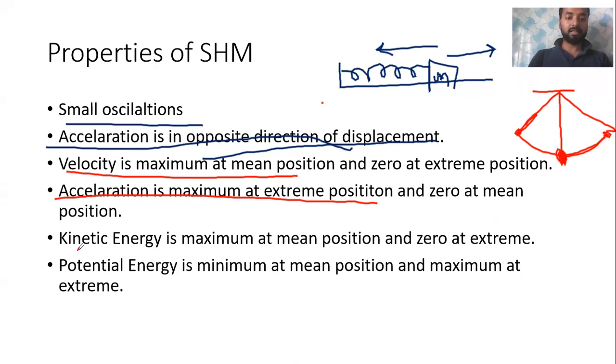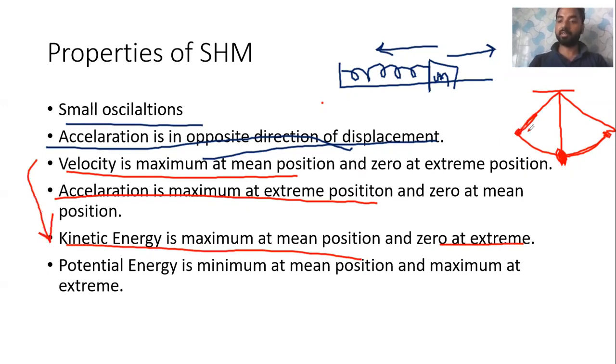Now, kinetic energy is maximum at mean position and zero at extreme position. How? Velocity is maximum at mean position, so kinetic energy will also be maximum at mean position. And if velocity is zero at extreme position, that means kinetic energy will also be zero at extreme positions.